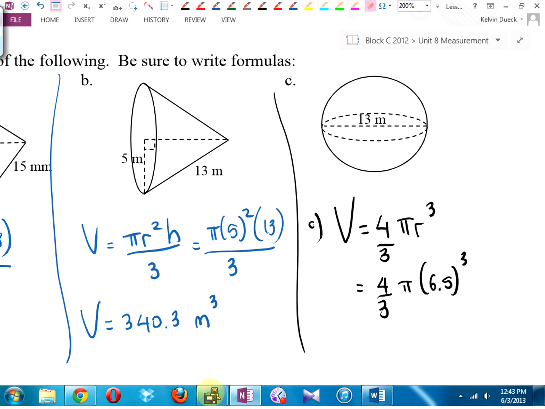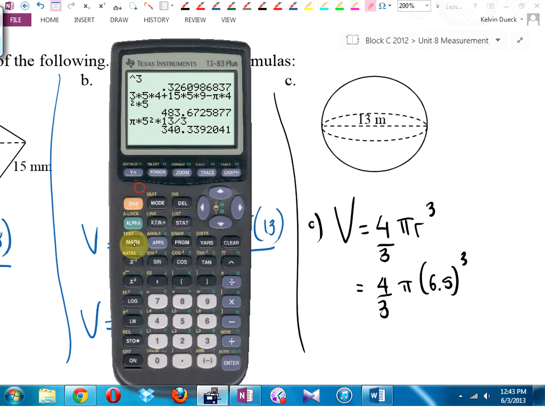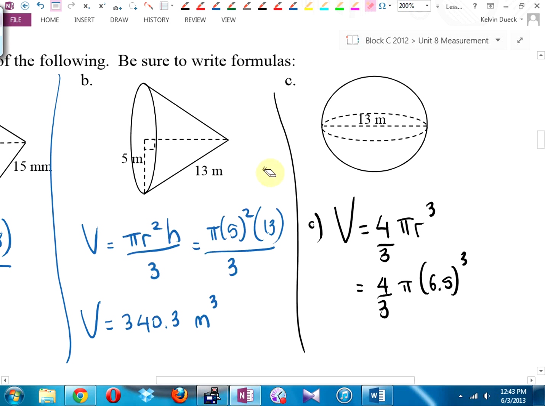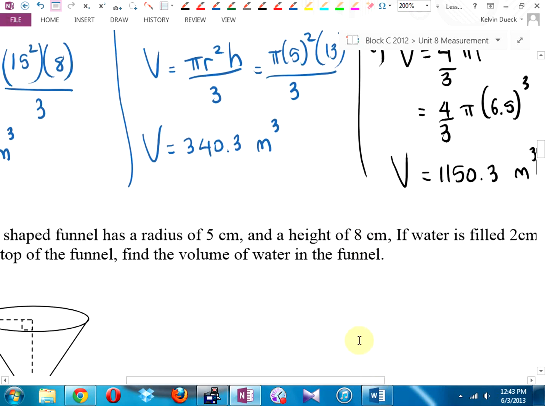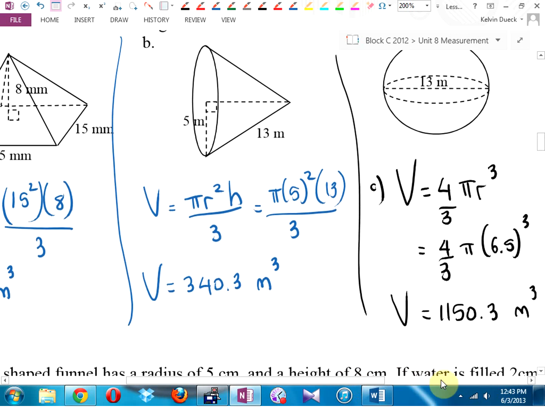Anyways, you want to practice typing that one in on your calculator, because some of you might have trouble with that: 4/3 times pi times 6.5 cubed. You should get 1150.3. Cubic meters. Okay, let me come see your calculator.